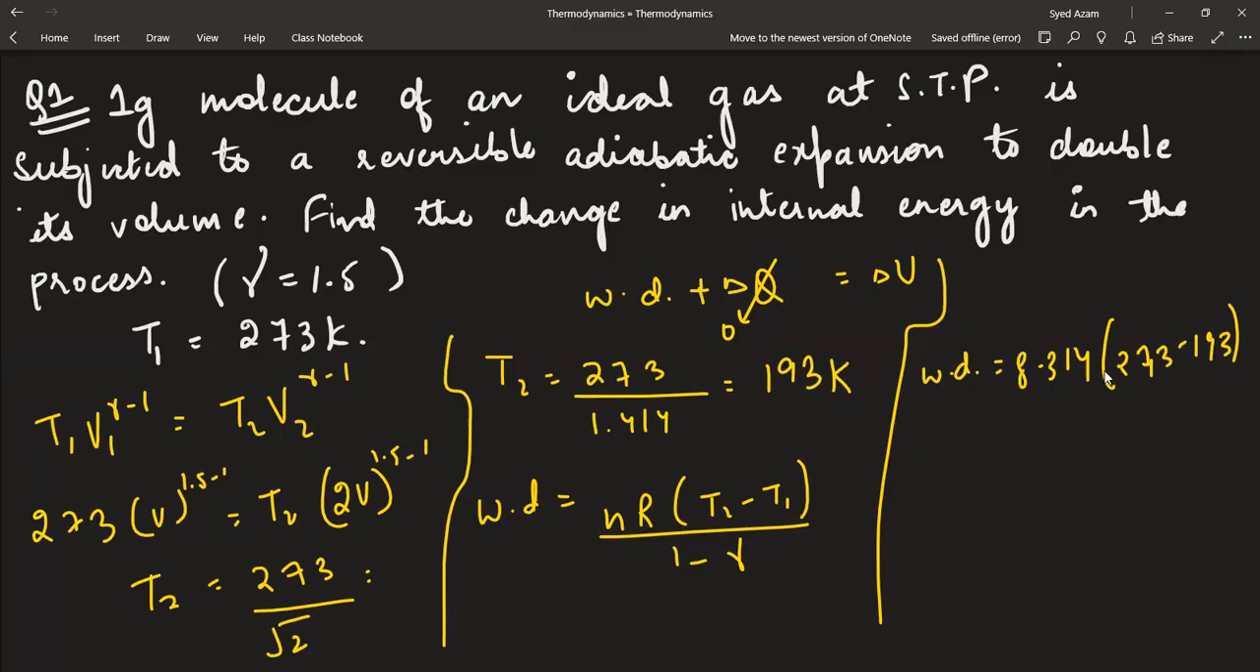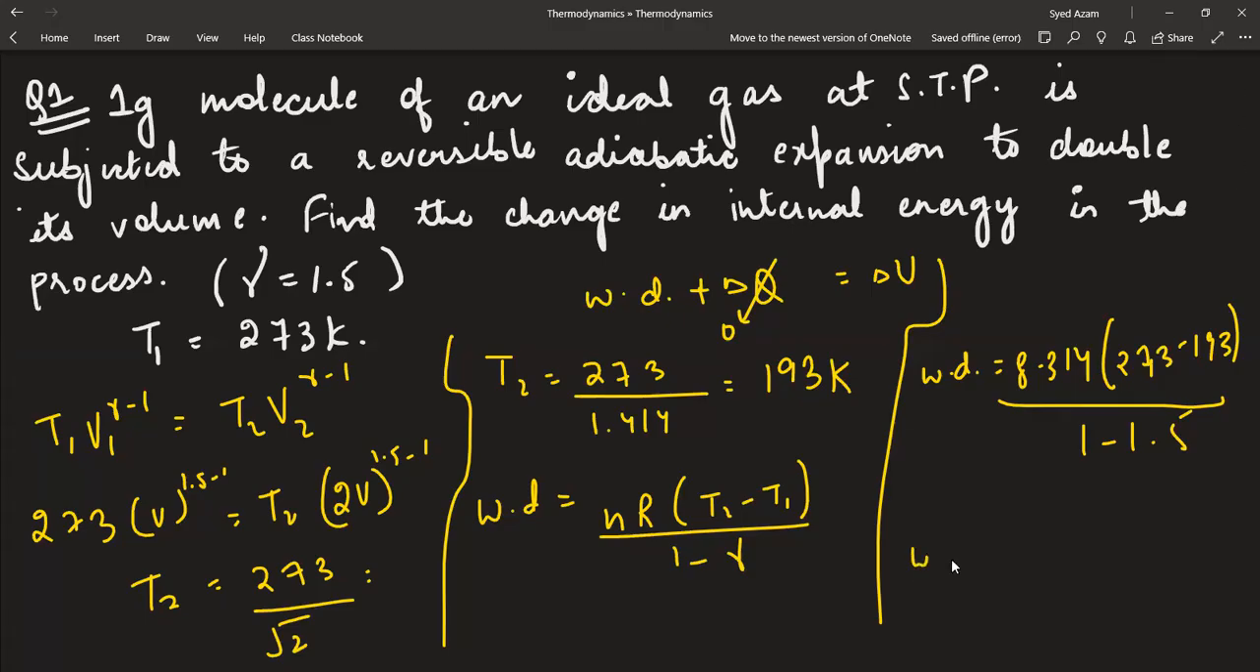Even if you're taking 193 minus 273, take the mod to see whether temperature 2 is bigger or smaller. So I'm directly writing 273 minus 193. Take the mod here, greater minus the lesser one. Then this is 1 minus 1.5. What is 1 minus 1.5? From here, automatically your negative will come. Whatever was the negative, here automatically it will come, and you will also see your answer getting negative directly.